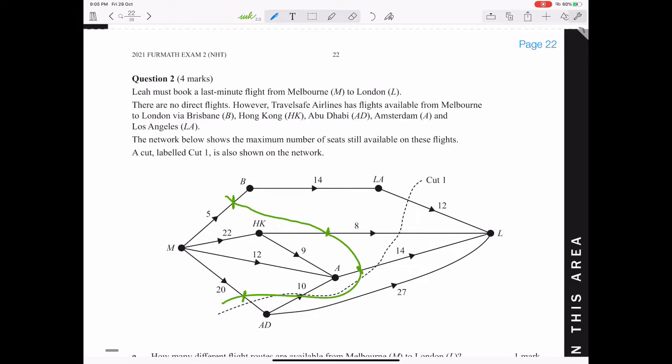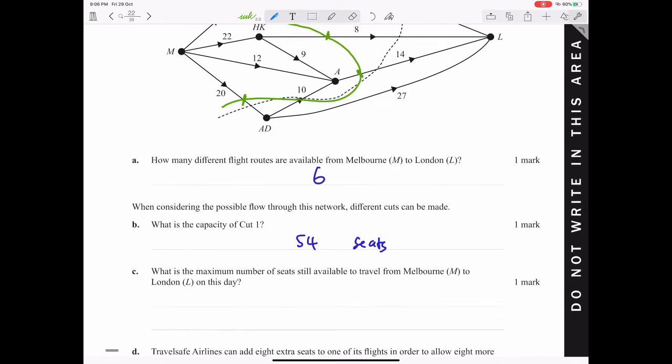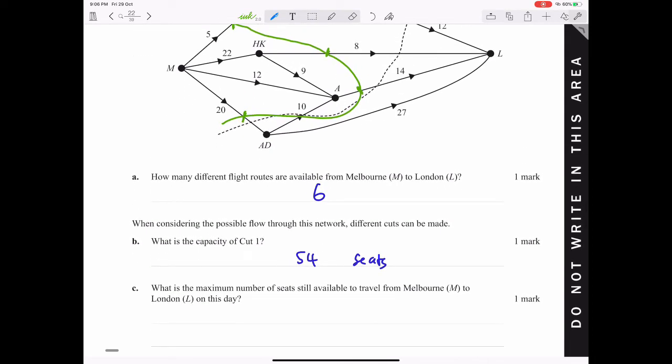But the capacity of this cut is 47, and that is the minimum. That is the minimum cut. So that would be the maximum number of seats available from Melbourne to London. So 47 is the maximum number of seats. 47 seats is the maximum number of seats available from Melbourne to London.